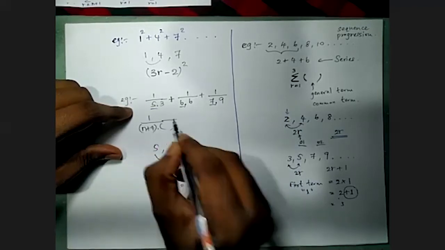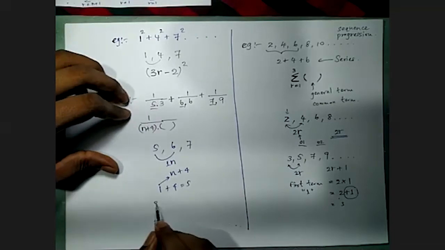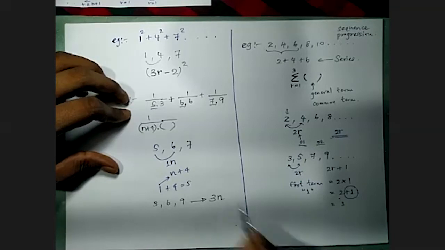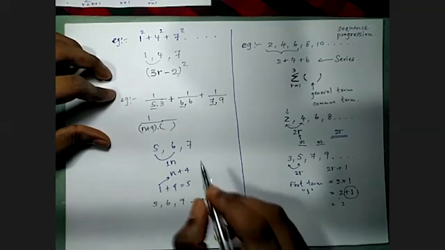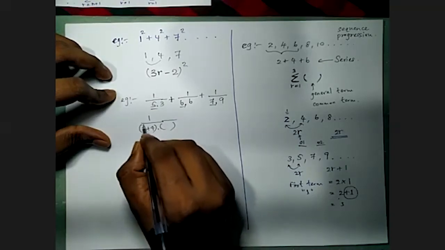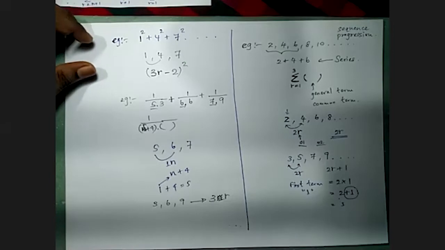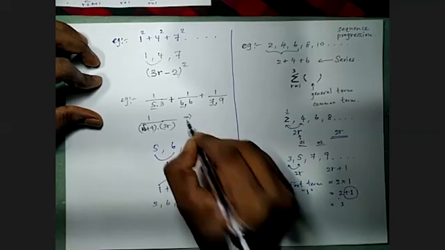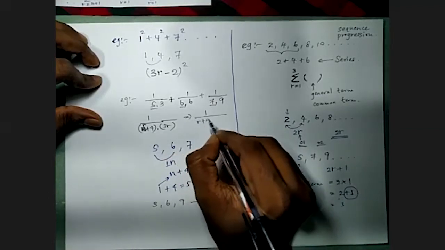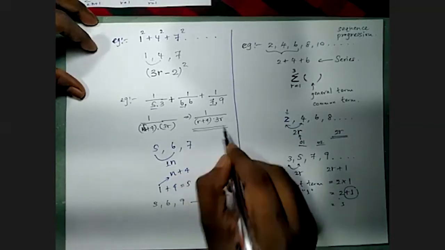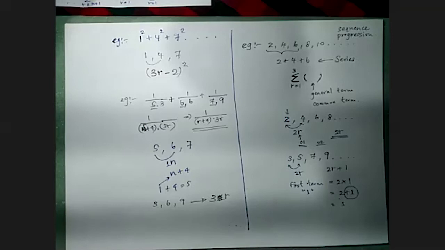Then for the second digit, the second digit is 3, 6, 9. It is easy. What is the general term? Just 3n. I made a mistake. We can't use n, it should be r. Okay, r plus 4. This is 3r. We'll write it again: r plus 4 into 3r. This is the general term for this particular series.